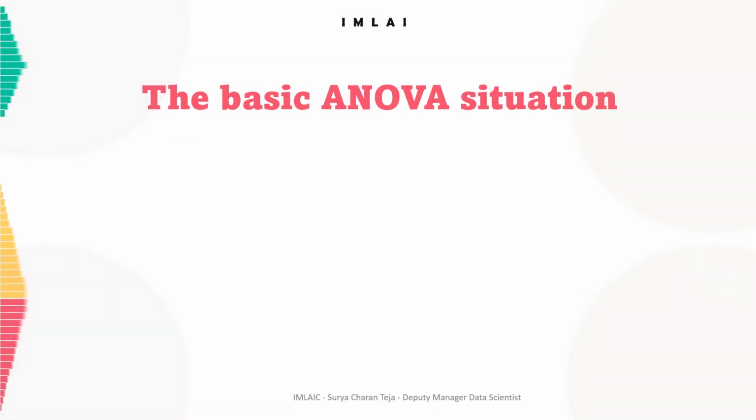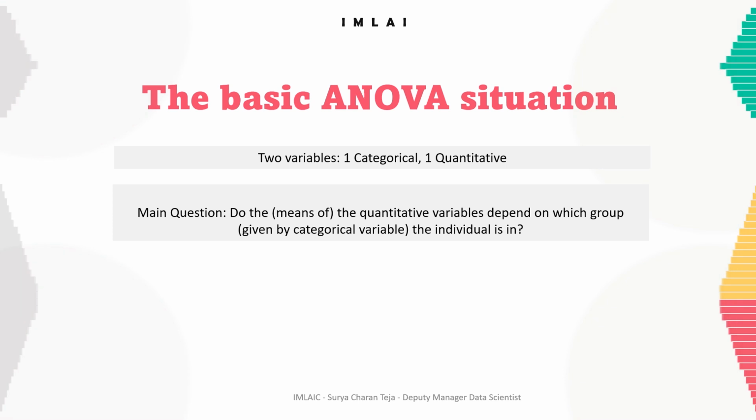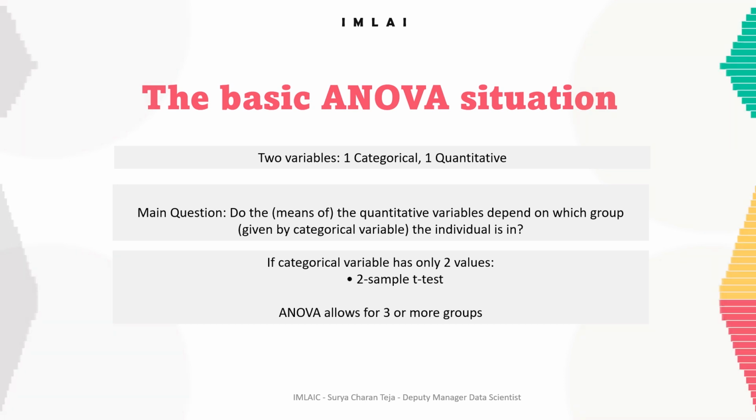So first, let's look into the basic ANOVA situation, where we can use it. You have two variables: one is categorical, the other one is quantitative. The main question it answers is, do the means of the quantitative variable depend on which group the individual is in? If the categorical variable has only two values, it's fine, you can do it with the two-sample t-test.